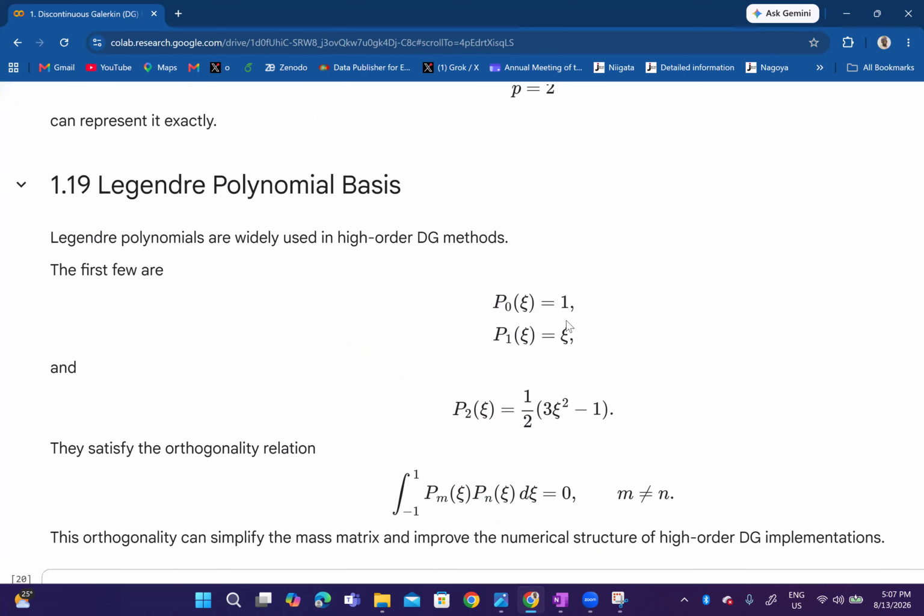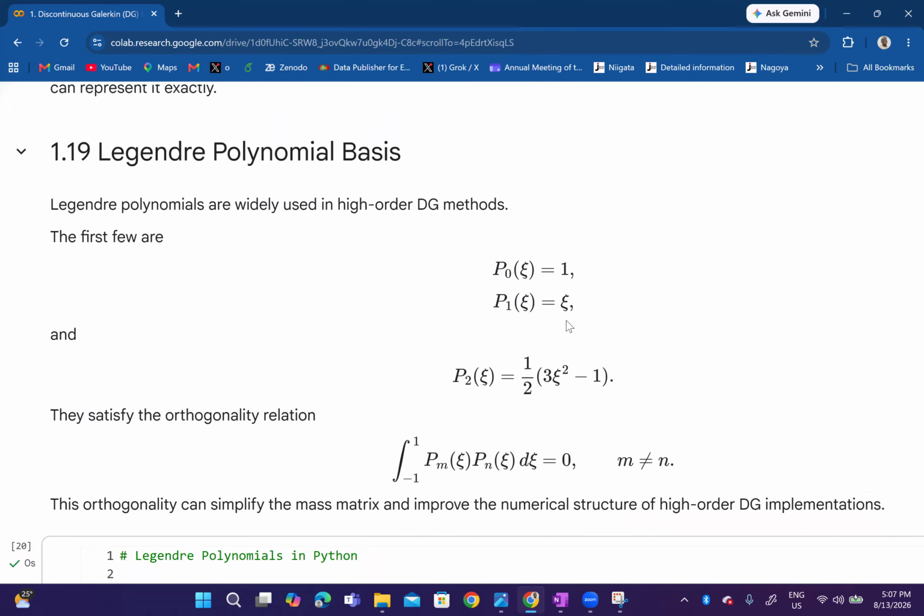Now we also have the Legendre polynomial basis. The basis function we define in the original expression can be anything, right? Legendre polynomials are widely used in high order discontinuous Galerkin methods. The first few are P naught of psi is 1, P1 of psi is psi. If you check my playlist on special functions, you'll see I talked about Legendre in some depth. Then P2 of psi is half of 3 psi squared minus 1. They satisfy the orthogonality relation where the integral from -1 to 1 of Pm of psi multiplied by Pn of psi d psi equals 0, where m is not equal to n. This orthogonality can simplify the mass matrix and improve the numerical structure of high order discontinuous Galerkin implementations.